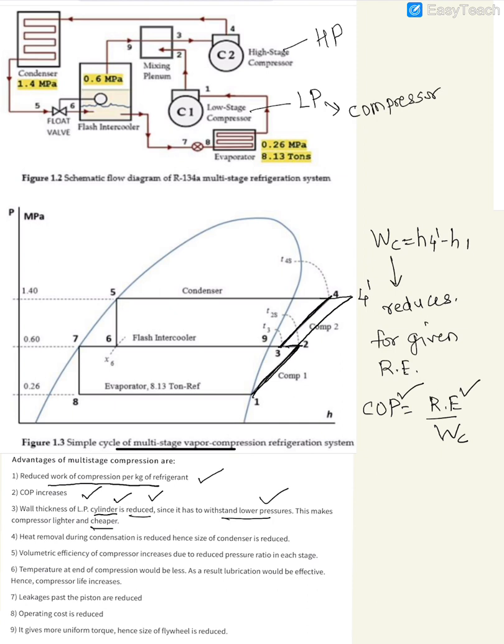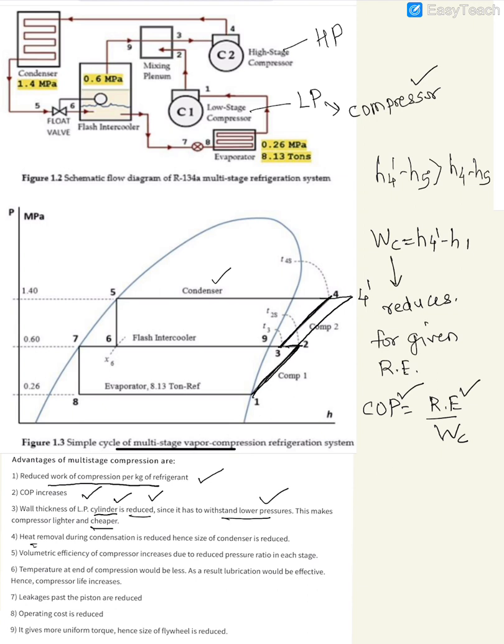So that is the advantage of multi-staging, that you can use one compressor, which is a low stage compressor of a lower thickness and lower cost. Another advantage is on the condenser side. What is the advantage? Because if you see in the single stage, the heat rejected would be H4 dash minus H5, and in multi-staging you see that it is H4 minus H5, which is less. So the heat rejection reduces.